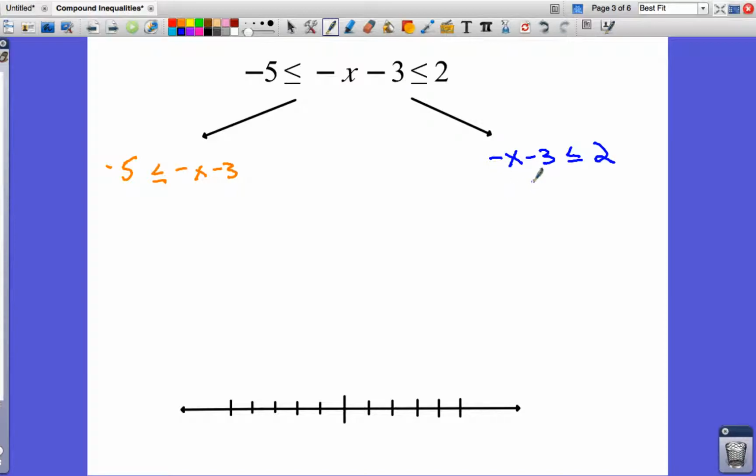So let's go ahead, while I'm over here, we'll solve for this one. I'm going to add 3 to both sides. It's going to give me negative x is less than or equal to, it's supposed to be 3, 5.